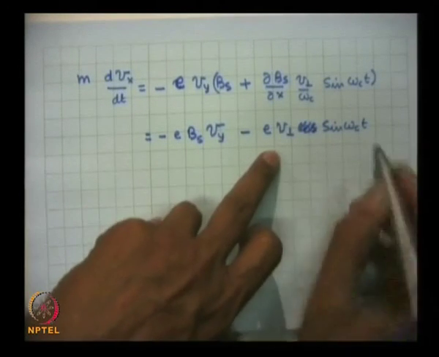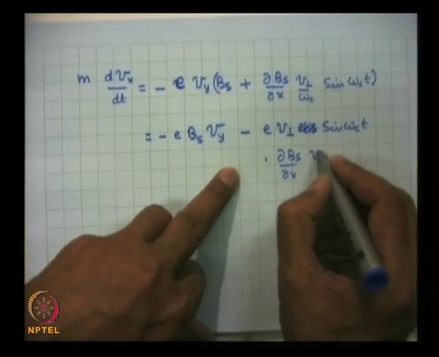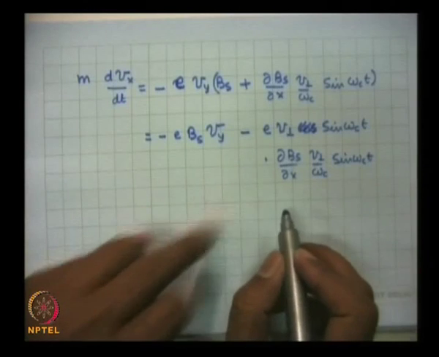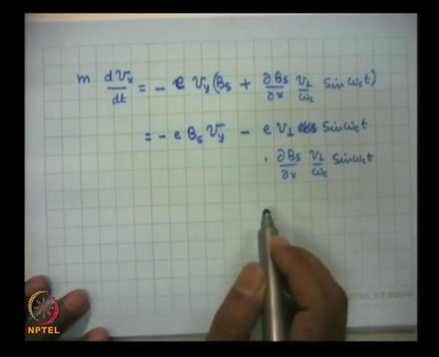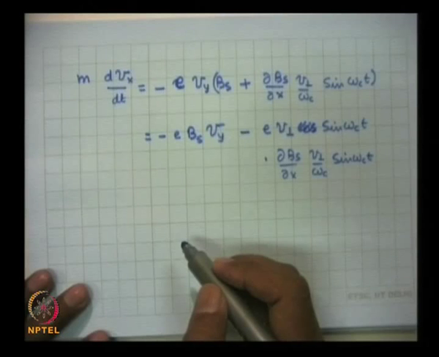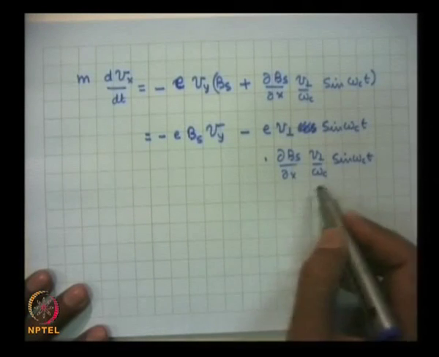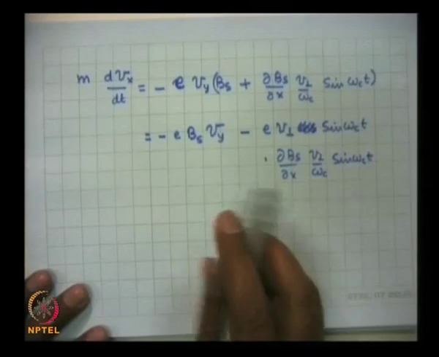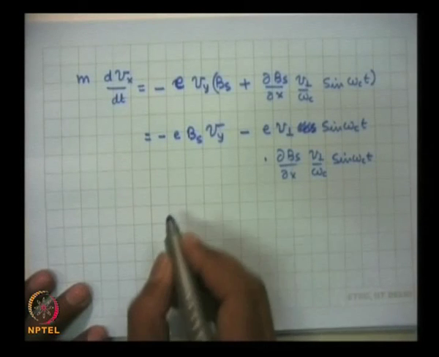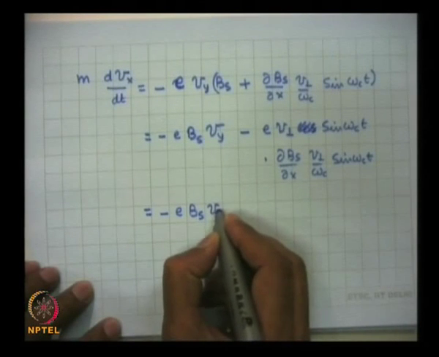Then multiplied by this term, delta Bs by delta x into v perp upon omega c into sin omega c t. If you multiply these two terms, they give you sin square omega c t, and sin square omega c t you can write down in terms of 1 minus cos 2 omega c t. So, they give you a DC term plus an AC term. The DC term is my concern because of the DC force, particles acquire a net drift, and hence I will retain only the DC part of this term.